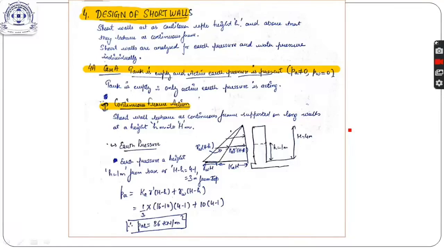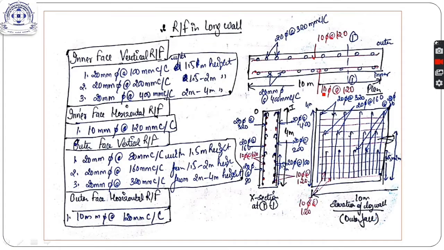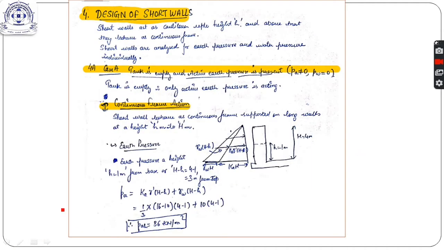So till now we have designed the long walls of the underground rectangular tank for both load cases, earth pressure and water pressure, separately, and then we combined the reinforcement together to get this final detailing. Now we design the short walls.